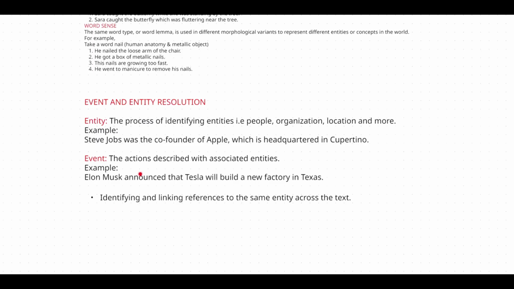So what is meant by event and entity resolution then? Identifying and linking references to the same entity across the text is event and entity resolution. Or in short, you can say identifying entities and events in a particular text is nothing but event and entity resolution. So this is about event and entity resolution.